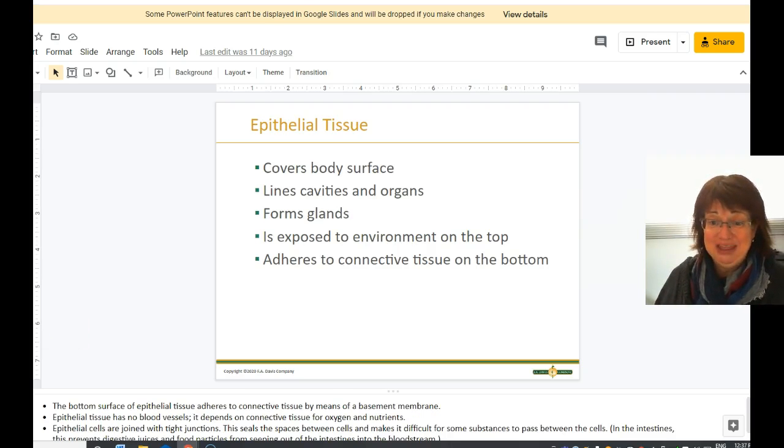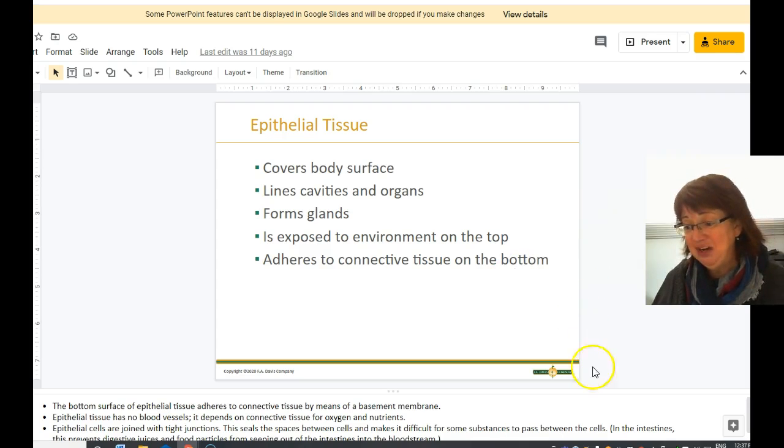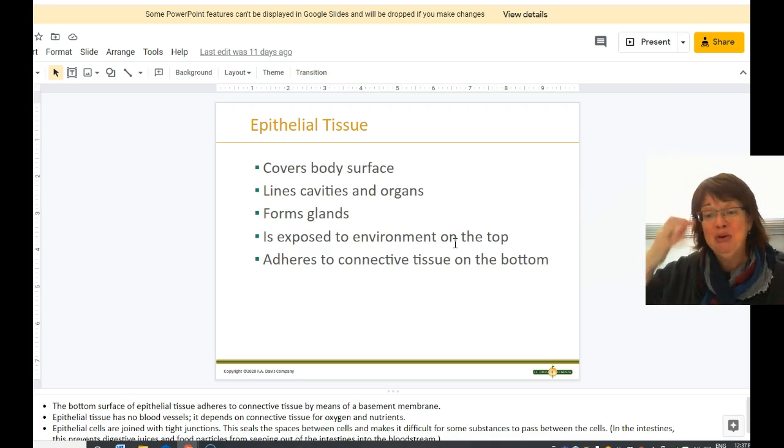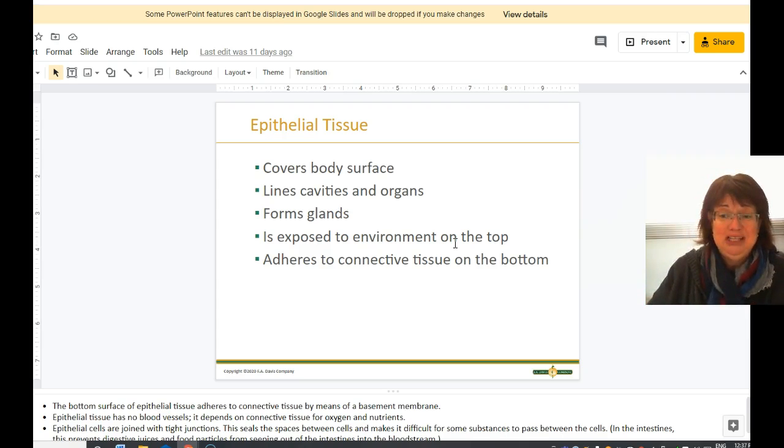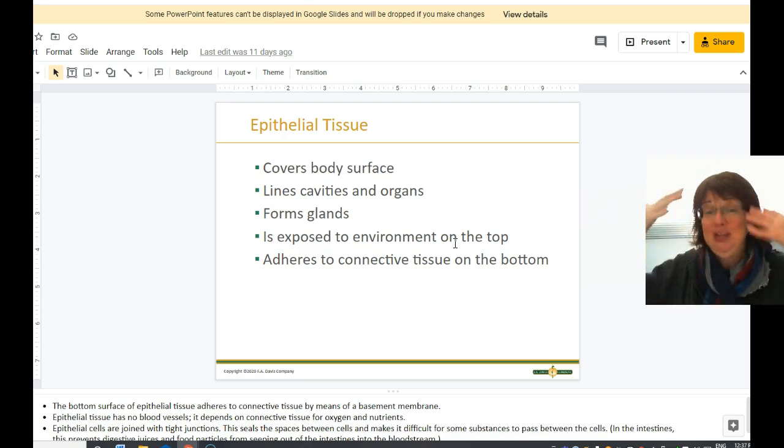Let's look at epithelial tissue. The main function of epithelial tissue is to cover, line, form glands, and this is the important tissue that separates the human body from the environment. So it's exposed to the human environment. That's why it's dead. Everything you see here, dead, except for, well, most of me is dead.